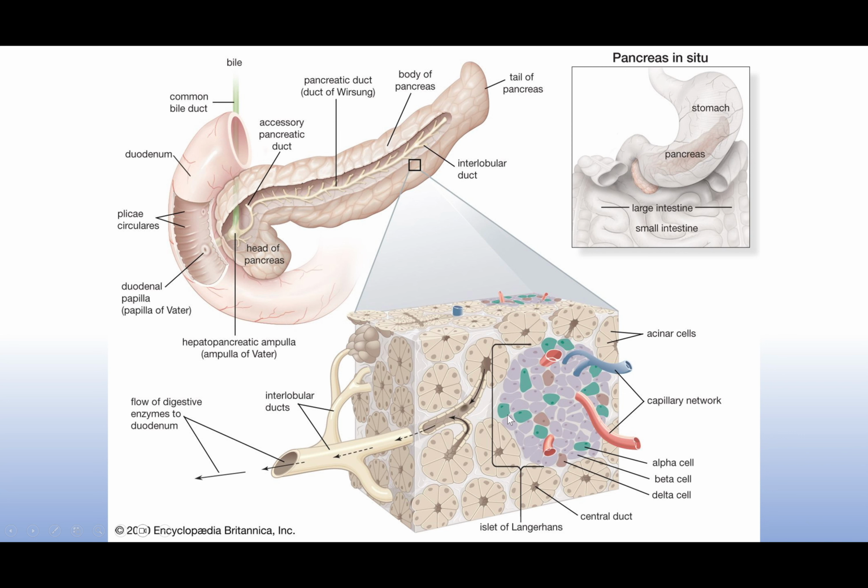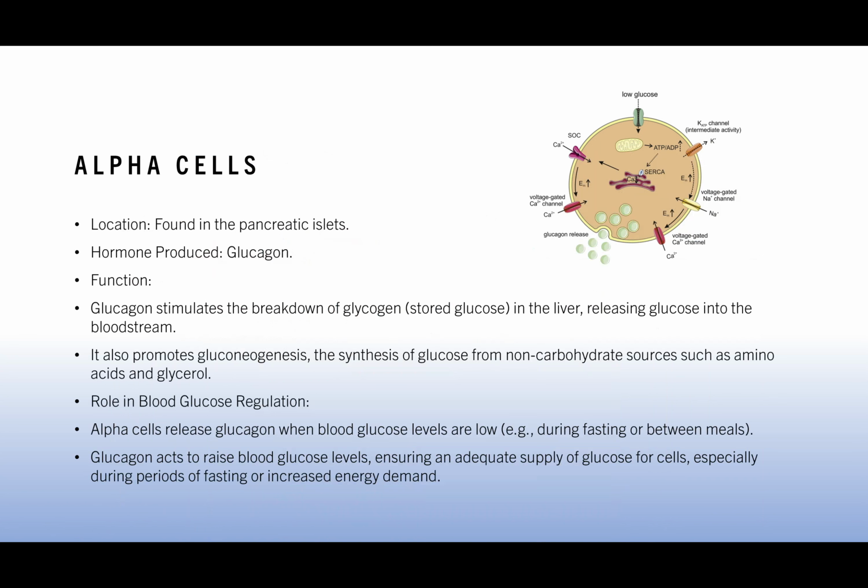So we have a look at the islet of Langerhans, and we have some alpha cells, some beta cells, and some delta cells. But we're looking at alpha and beta in biology. So the alpha cells are located in the islets of Langerhans. They produce glucagon. What's the function of glucagon?